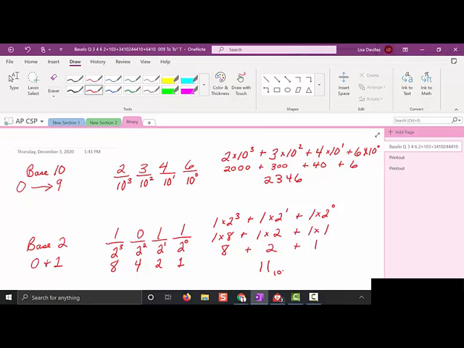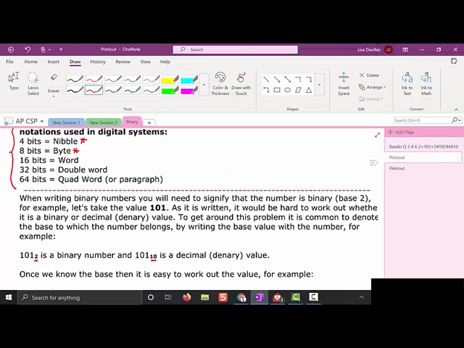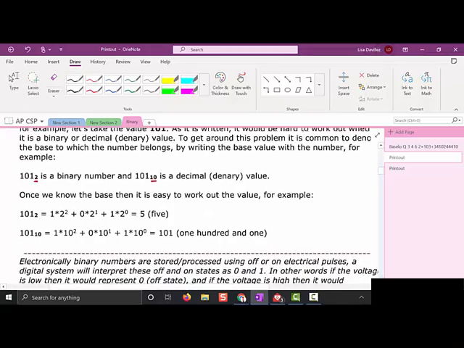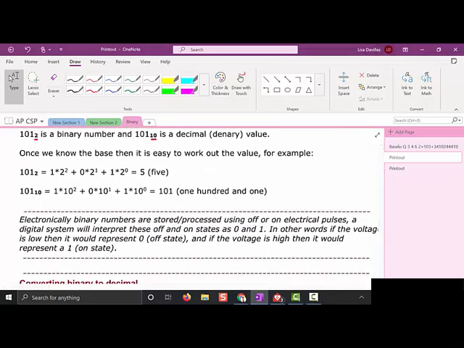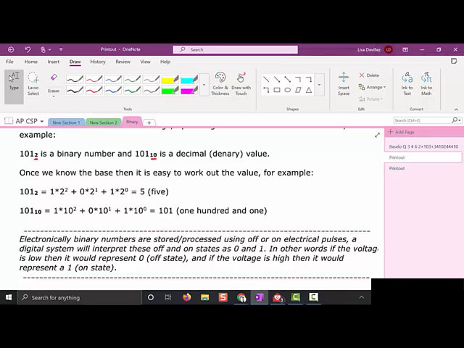Hopefully that helps. Let's go back to our little tutorial here. It gives another example, using 101 in base 2 and its equivalent value in base 10, and then 101 in base 10, just comparing those two values. You do need to be able to go back and forth between decimal and binary, binary to decimal.